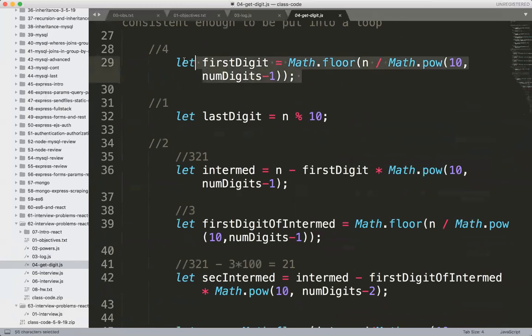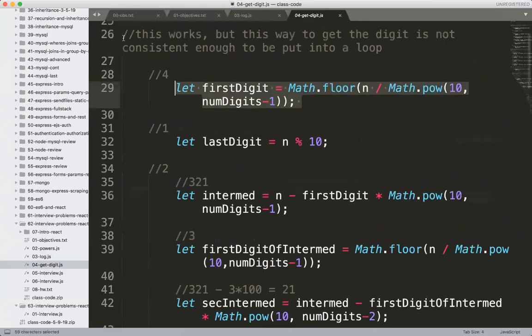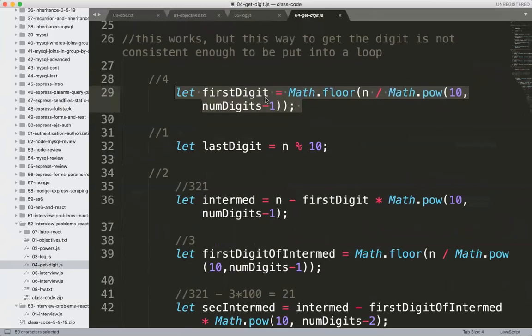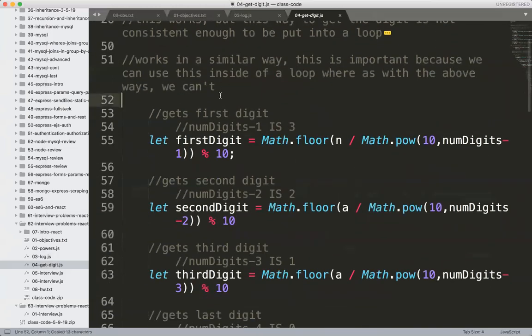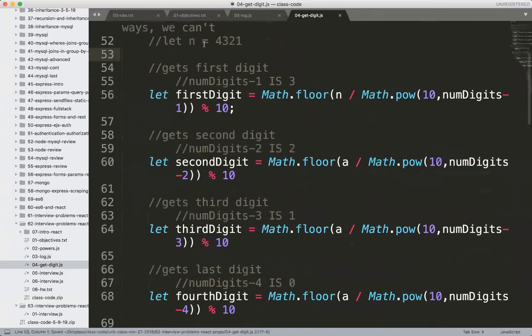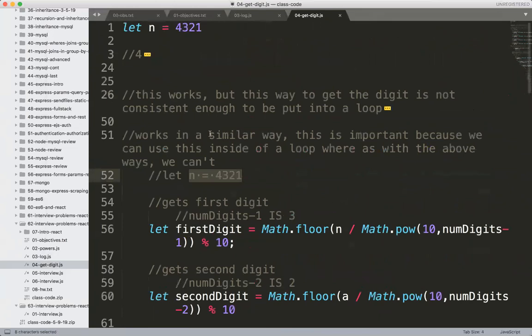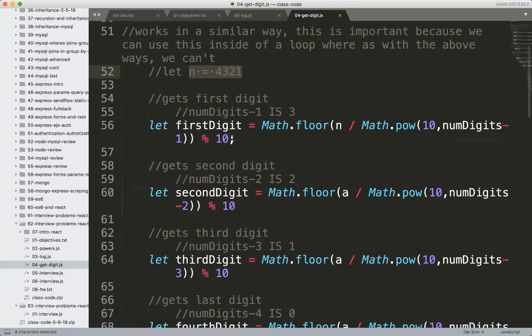So what I did was I took this line right here, line 29, because what if we can modify this in a way that works for the second digit, right? What if we could just slightly tweak it to make it work for the second digit? So let me just put n is 4321. I'm not going to redefine it because it's up here. So over here, it's the same thing as above, right? Math.floor n divided by 1,000, but we're going to modify 10.